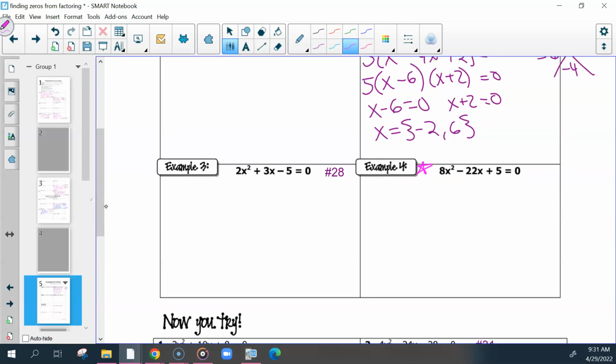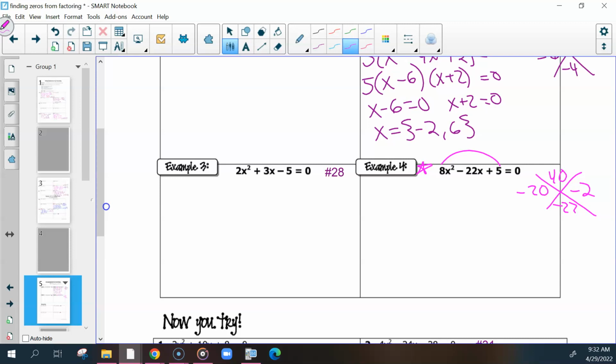For number 4, how would we start factoring this? And what are we looking for? So not multiply to be 5. 8 times 5. It has to be negative. So this one has something in front of x squared, so we can't ignore that. So two numbers that multiply to be 40 but add to be negative 22. They would both need to be negative. Negative 20 and negative 2.